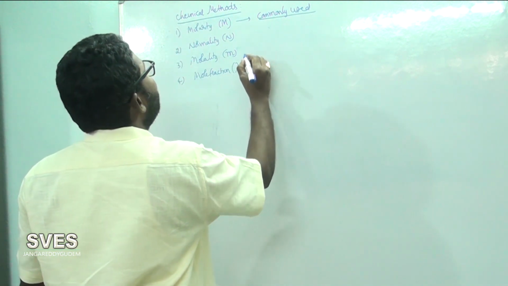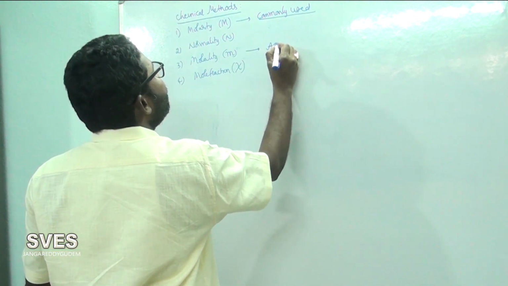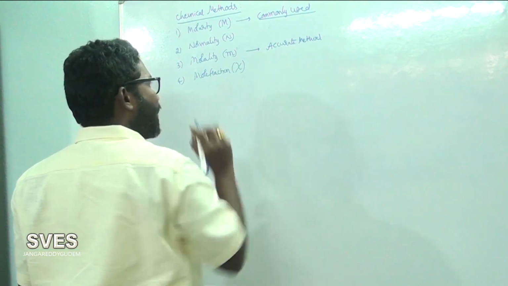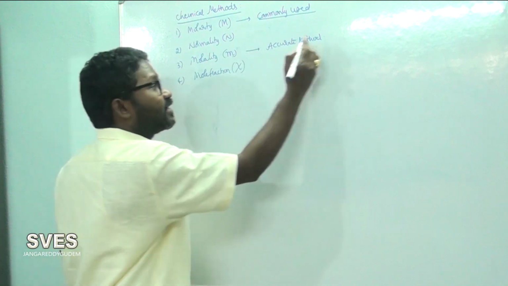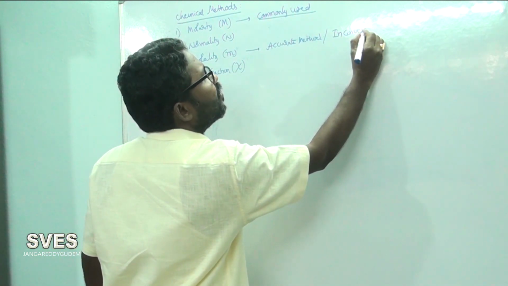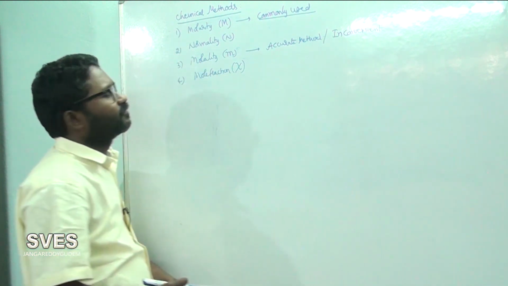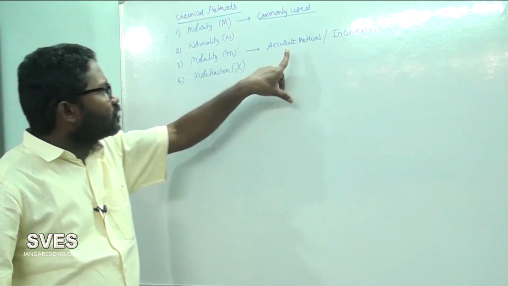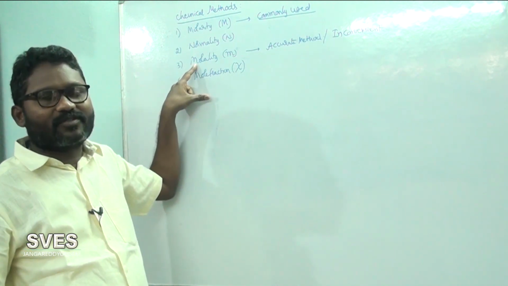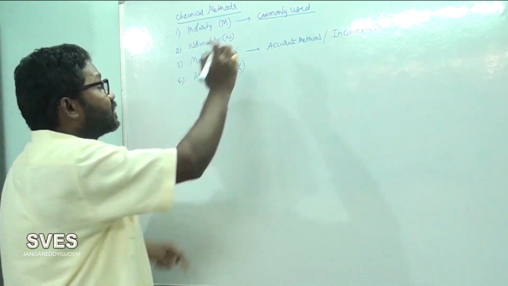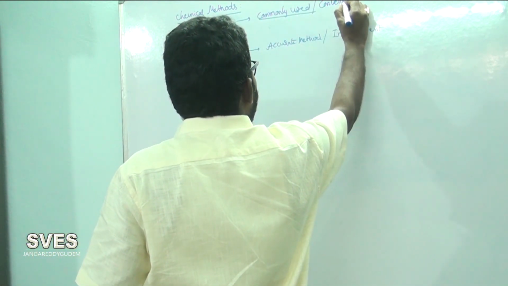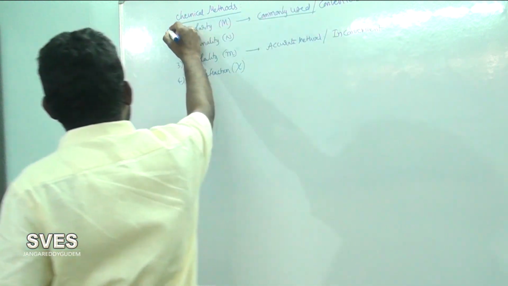Most accurate method is molality. It is an accurate method, but an inconvenient method also. Among these, the most accurate and most inconvenient method to express the concentration of the solution is molality, whereas the most commonly used and most convenient method to express the concentration of the solution is molarity.